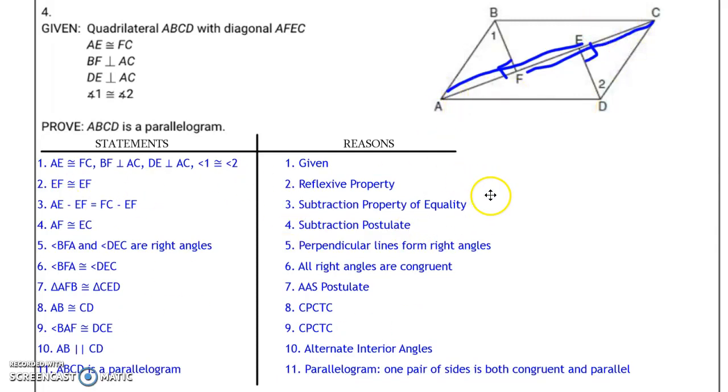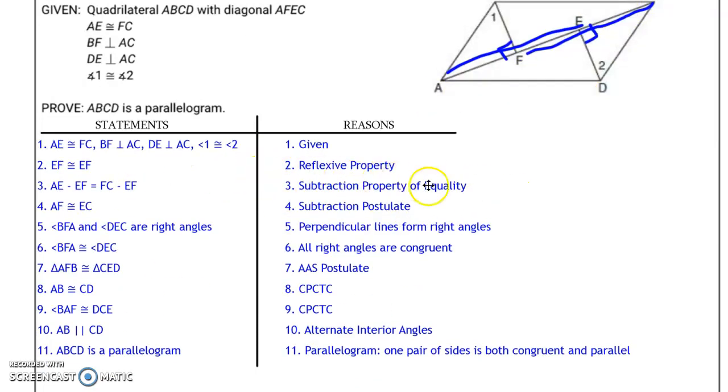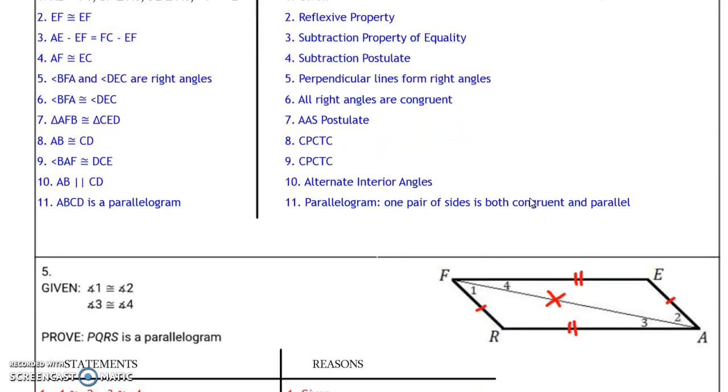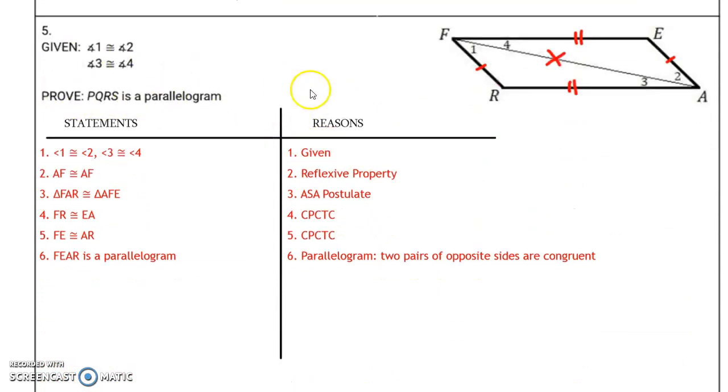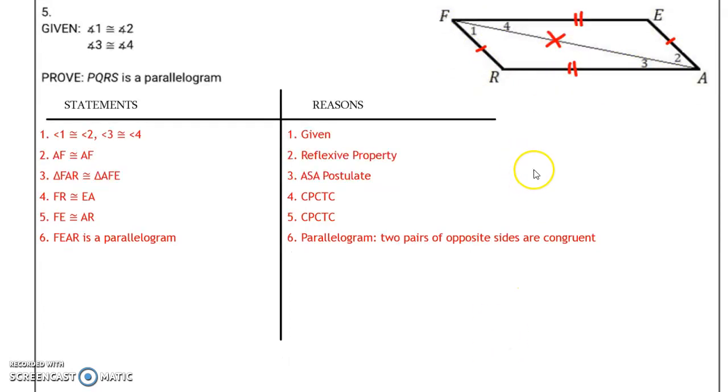Anyway, this one should have made sense to you. We talked about subtraction property of equality here and the subtraction postulate, which we learned about in class. There was a whole lesson on that. For this next one, question number 5, is a lot shorter. We were trying to prove that two pairs of opposite sides are congruent. As soon as we're given information enough to prove these two triangles are congruent, we could easily find the rest of it through CPCTC.